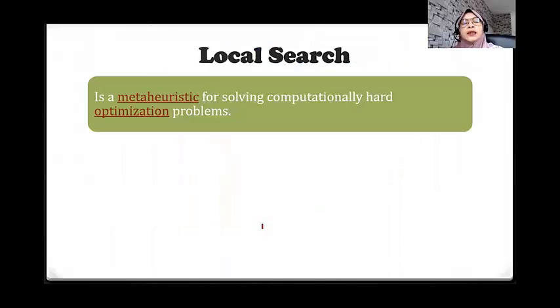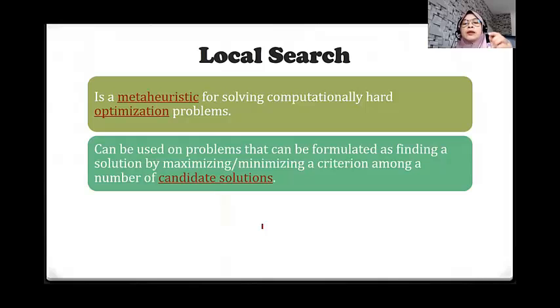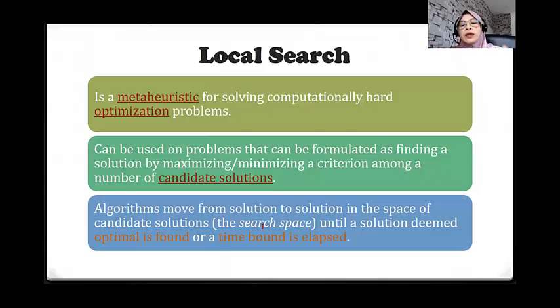Local search is actually a meta-heuristic for solving computationally hard optimization problems. It can be used on problems that can be formulated as finding a solution by maximizing or minimizing a criterion among a number of candidate solutions. The algorithm moves from a solution to a solution in the space of candidate solutions, that is the search space, until a solution deemed optimal is found or a time bound has elapsed.